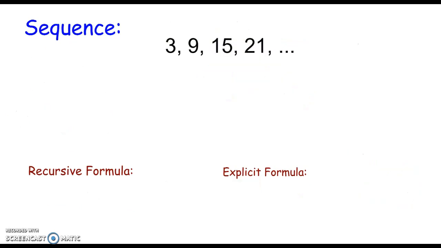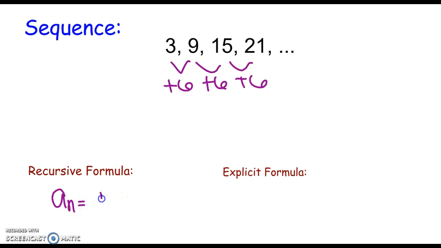Let's try one more. So here's a new sequence, 3, 9, 15, 21. First, check out your pattern. What's happening here? We are adding 6 each time. Now, it's not always going to be an addition pattern. Sometimes it could be subtraction, multiplication, none of those. But in this case, we are adding again, this time 6. So the recursive formula relates everything back to the previous term. So A sub n minus 1 is my previous term. And basically, I'm just plugging in the pattern. So I take the previous term and I add 6.